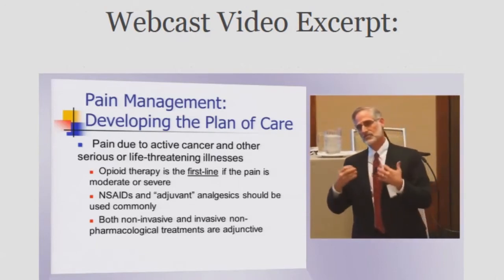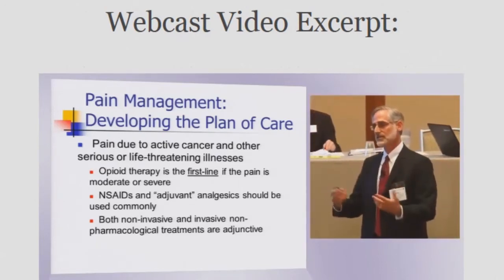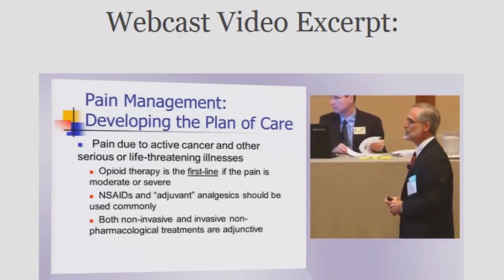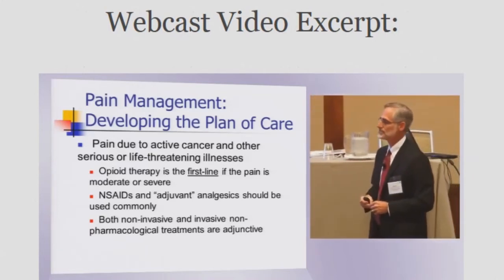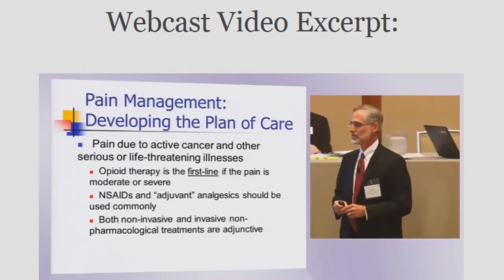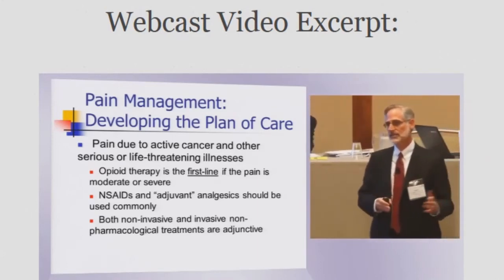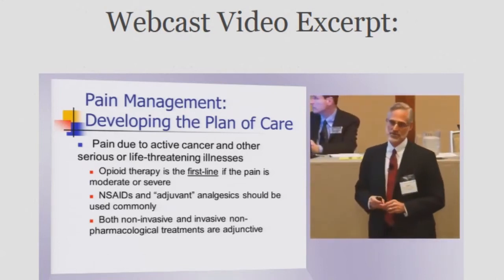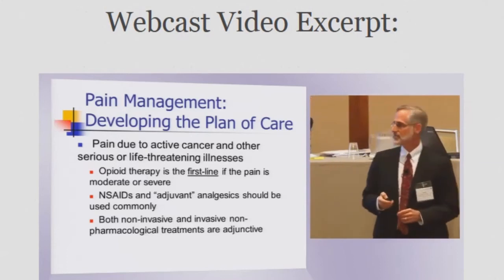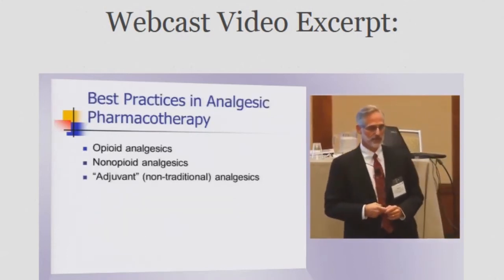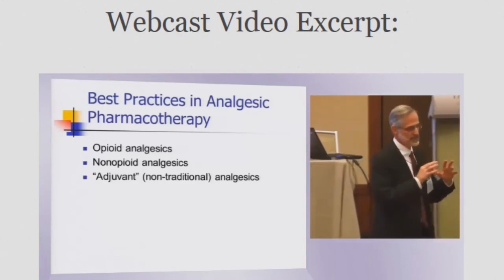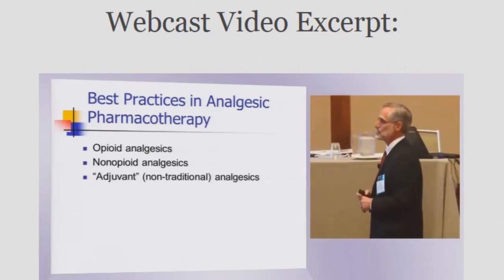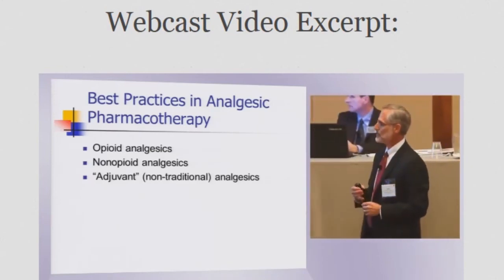But the plan of care in patients who have serious or life-threatening illnesses has generated an international consensus that's indicated here on the slide. Opioid therapy is the first line if the pain is moderate or severe. NSAIDs and adjuvant analgesics are used commonly and adjunctively, and both non-invasive and invasive non-pharmacological treatments are considered adjunct approaches. So pharmacotherapy is the mainstay approach, and as I mentioned before, pharmacotherapy can be looked at as falling into three broad categories of drugs: opioid analgesics, non-opioid analgesics, and the so-called adjuvant or non-traditional analgesics.